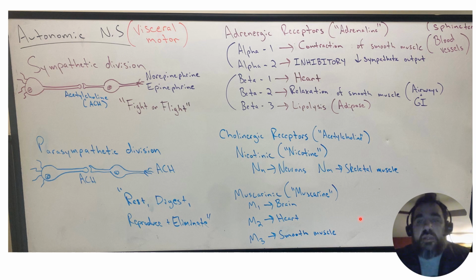And then M3 receptors are found on smooth muscle, so they cause smooth muscle to contract, increasing contractility of the esophagus, the stomach, the small intestines, the bowels, all that good stuff. So this outlines what all these things are going to do, and knowing those receptors is really important.